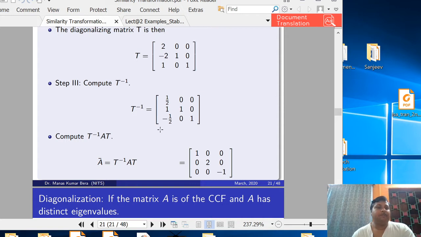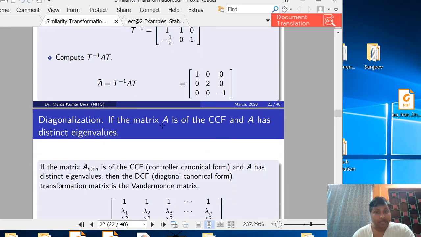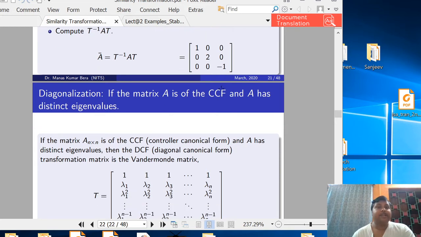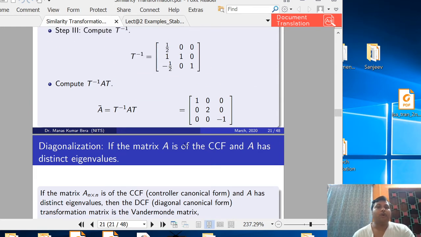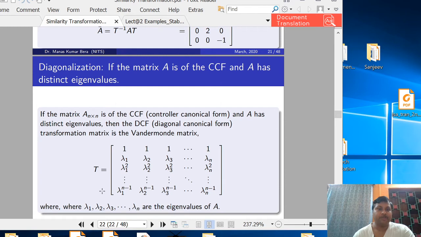Okay, but one shortcut method is there only if the original matrix is in controller canonical form. Okay, in that case no need to compute the eigenvectors, directly you can compute the T matrix. So how you can do that? Now, if A is in controller canonical form and A has distinct eigenvalues, then the T matrix will be in this form. All the first row will be 1, 1, 1. Then the second row will be the individual eigenvalues, lambda 1, lambda 2, lambda 3, lambda n. And then it will be lambda 1 square, lambda 2 square, lambda 3 square, lambda n square, and this will go up to the power n minus 1, where lambda 1, lambda 2, lambda n are the eigenvalues of the A matrix.